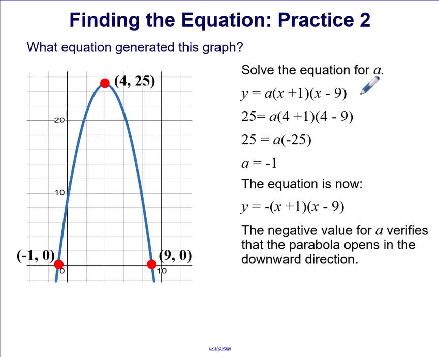So making those substitutions, where x is replaced with 4 and y is replaced with 25, we find out that a is equal to -1. So we make our final substitution, replace a with -1, gives us this equation right here. y is equal to negative times the quantity x plus 1 times x minus 9. And you have now found the equation that generated this graph. One note just for verification, the negative value for a verifies that the parabola opens in the downward direction. So anytime the coefficient a is negative, this parabola will open downward.